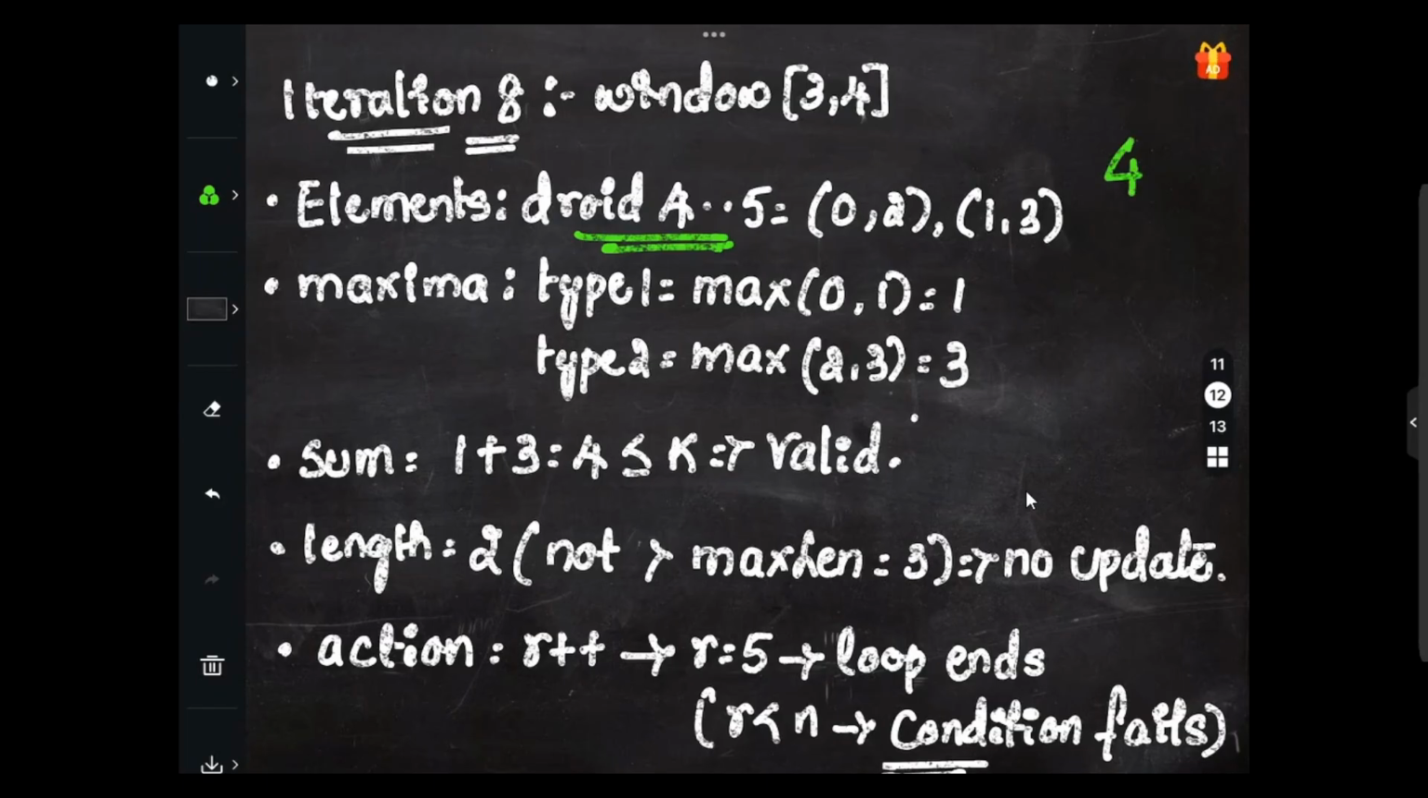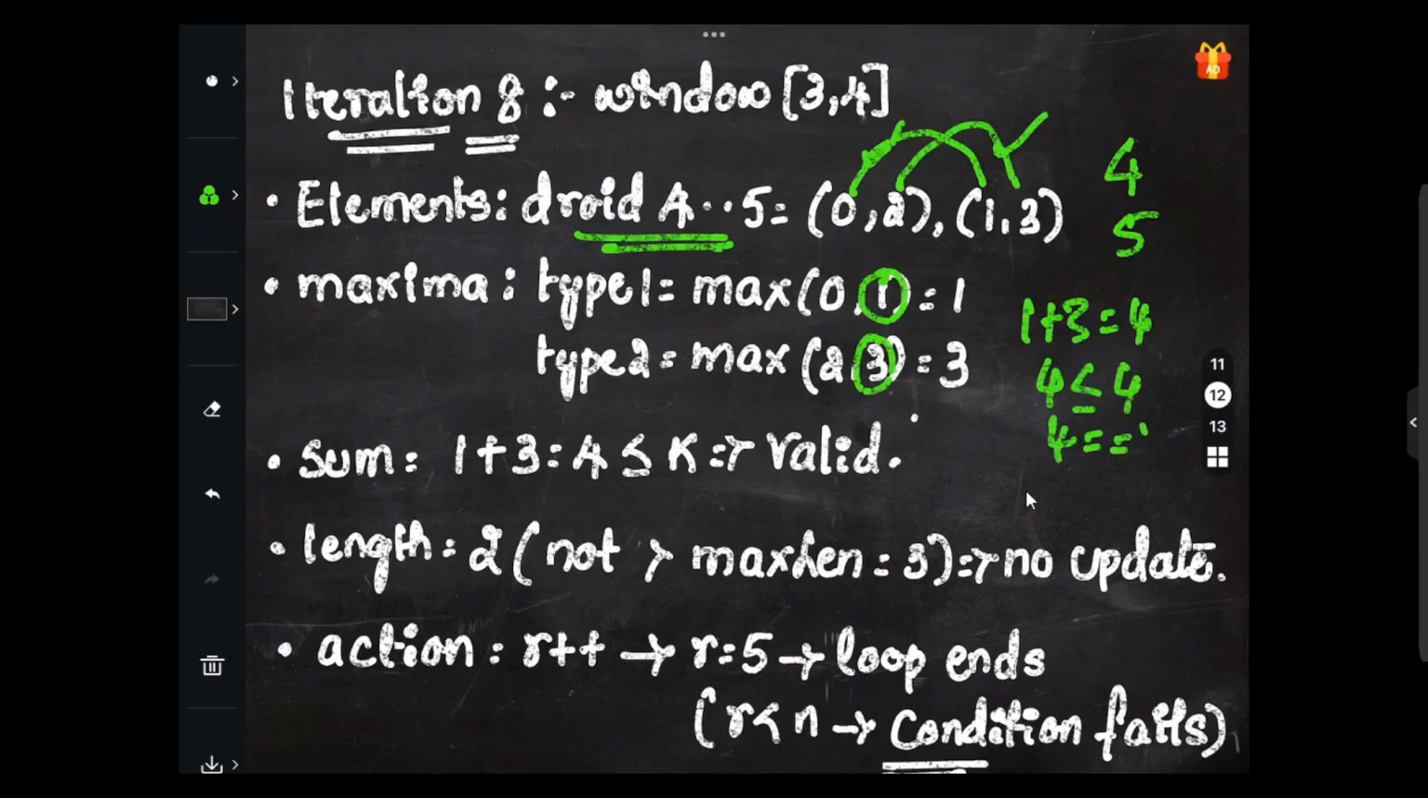So droids 4 and 5, according to the input, are 0 comma 2 and 1 comma 3. We have to take the maximum of 0 comma 1 and the maximum of 2 comma 3. The maximum of 0 comma 1 is 1, and the maximum of 2 comma 3 is 3. Quite obviously we'll sum these up. 1 plus 3 equals 4. 4 is less than or equal to 4. Yes, 4 equals 4, right? So this window is valid.